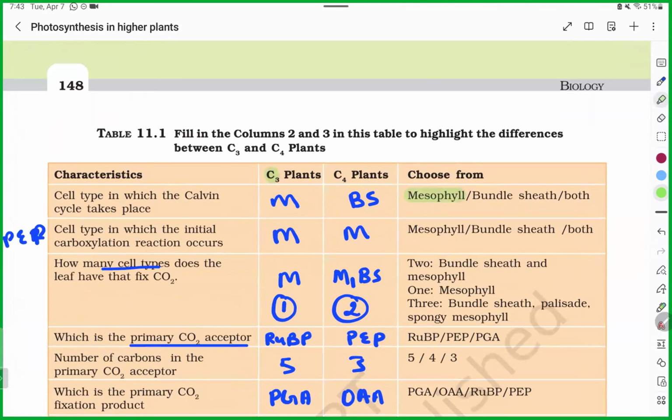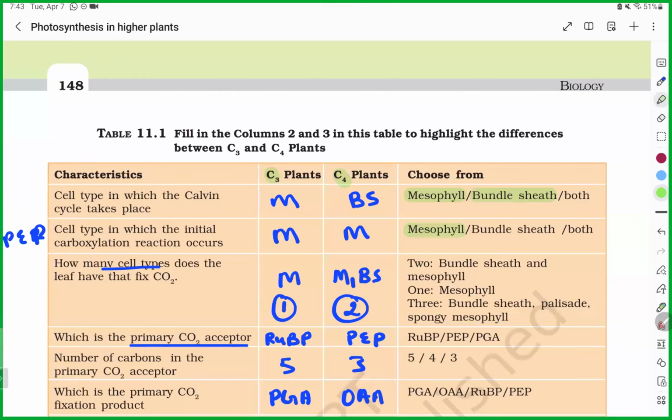Mesophyll cell in C4 plant, bundle sheath. Next, Barinder: the cell type in which the initial carboxylation reaction takes place. Initial carboxylation means addition of CO2. Mesophyll cell in both plants.